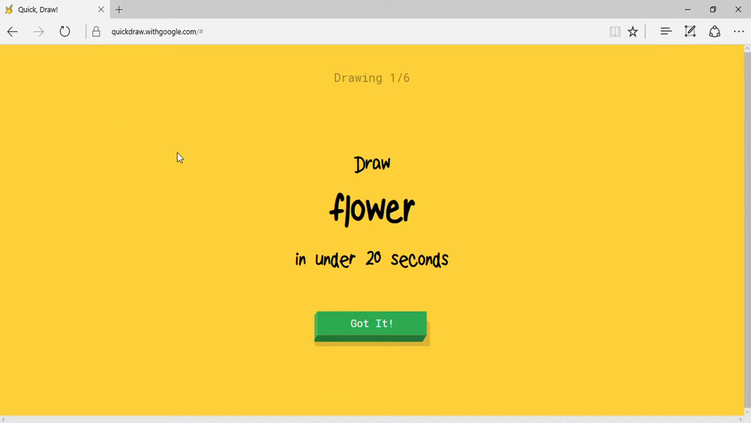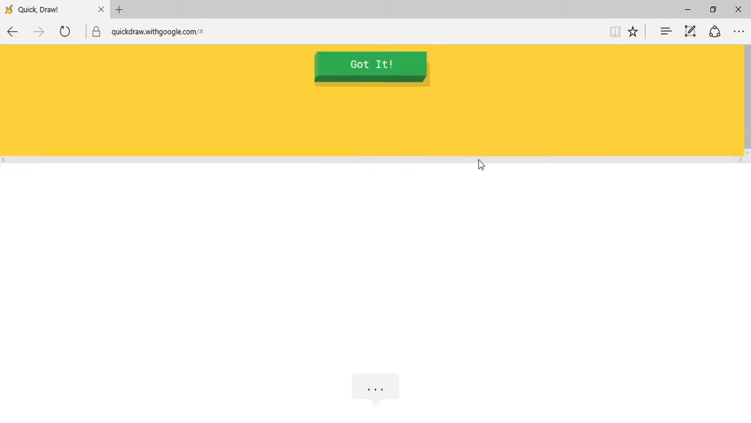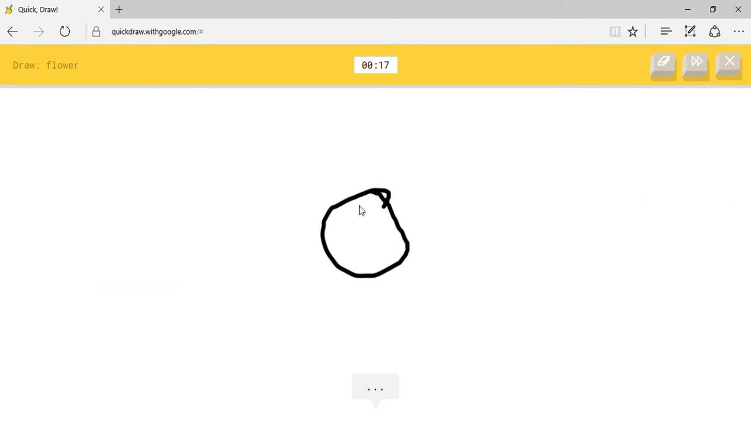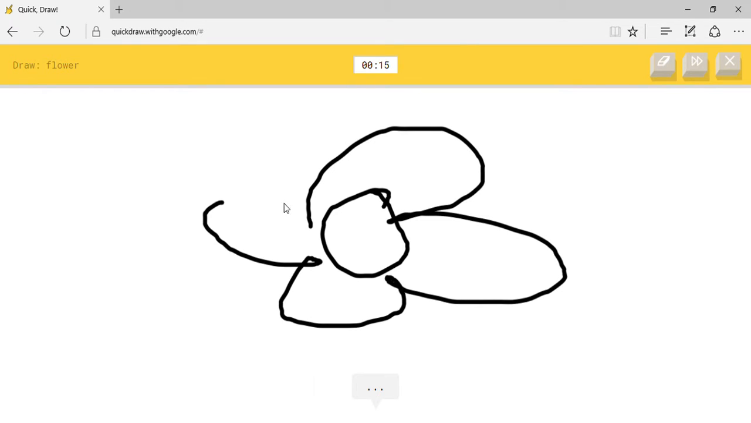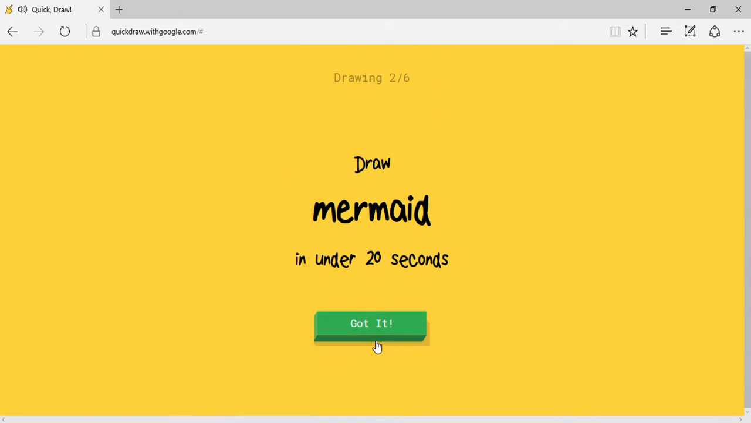This game is all about Google guessing what you are drawing by showing us the word of what you're gonna draw, like flower, and you draw a flower. An ugly flower. And it says, I see frying pan. Oh, I know. There. It's flower. Yeah, Google's gonna guess what you're drawing.